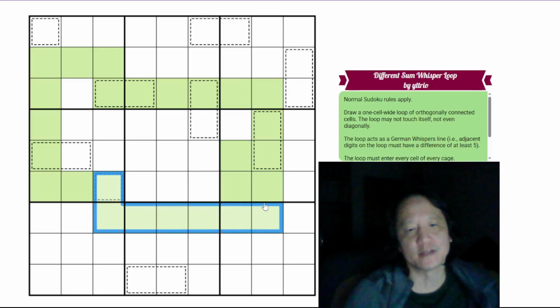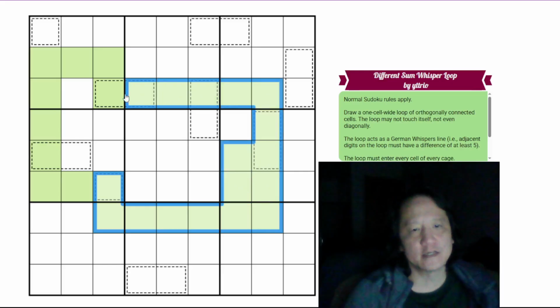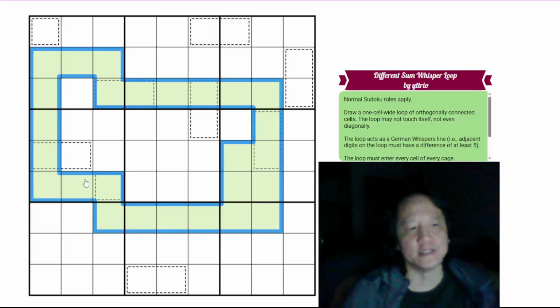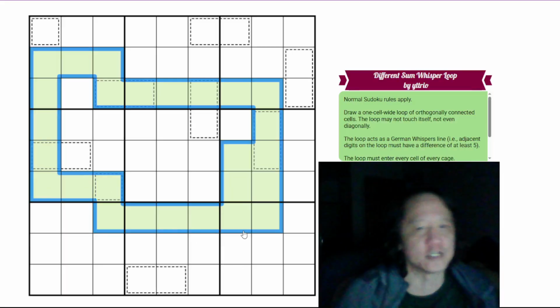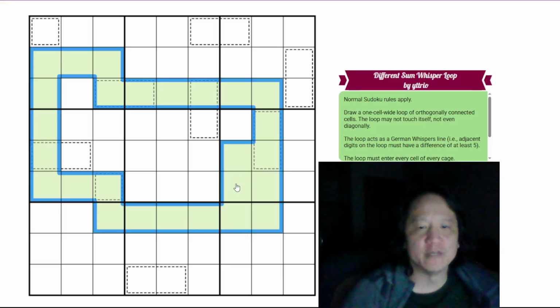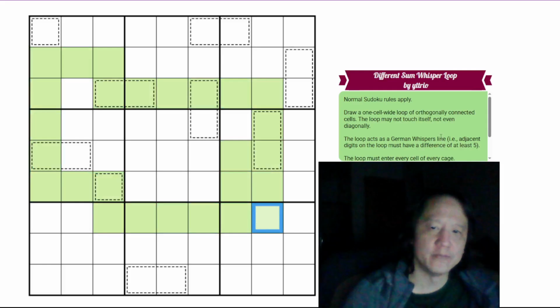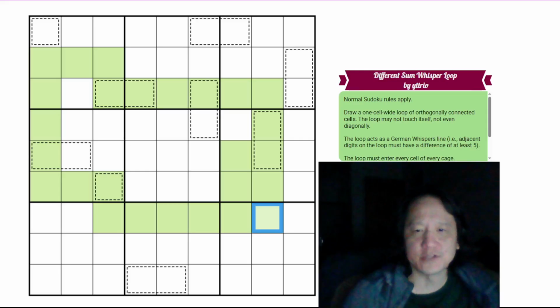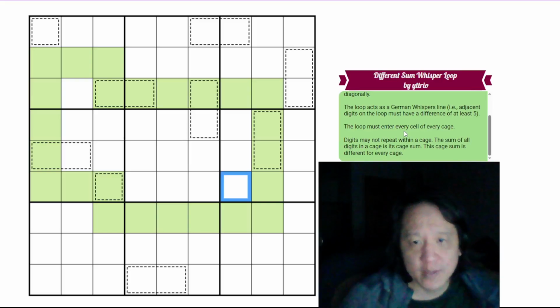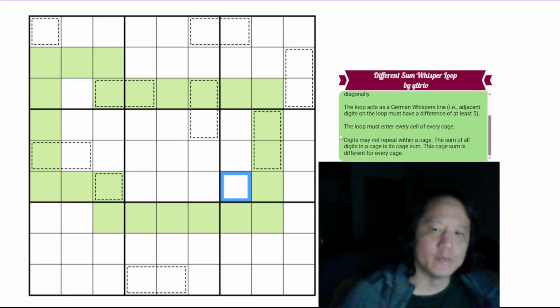So if it went something like this, going this way, technically that is possible as a loop, but in this specific case, you can't have it touching itself, which means basically going to another cell that shares an edge with it, while not being directly going from that cell. Anyways, those are examples of what can and cannot work for the orthogonally connected 1-cell wide loop, which may not touch itself. The loop acts as a German whisper line.